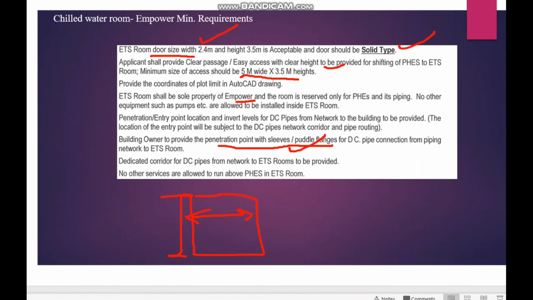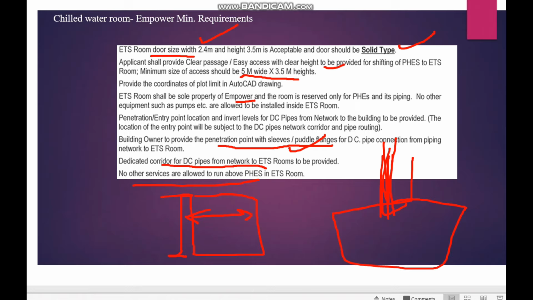Then a dedicated corridor for DC pipes from the network to the ETS room. For example, if you are taking the line from outside to the ETS room, there should be a dedicated corridor. You should not mix it with the water supply, firefighting, something like that. There should be a dedicated corridor. Okay, no other services are allowed.